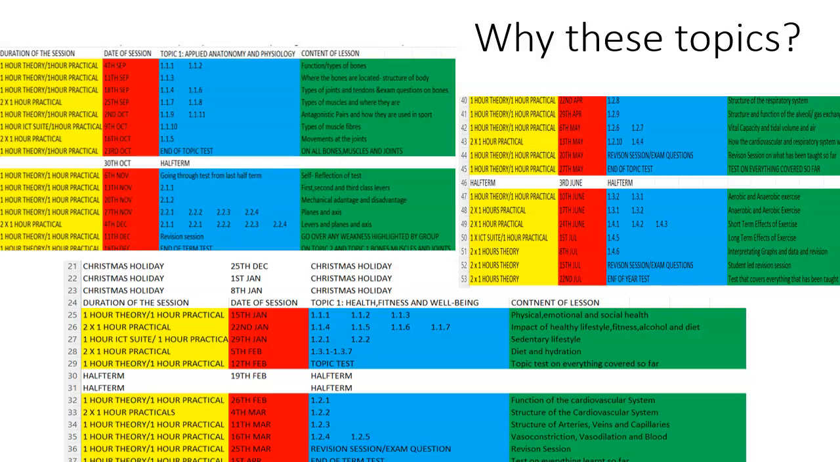Then, moving on, I have chosen to do Topic 2, Movement Analysis. This topic includes planes and axes and the lever system. Personally, when I was at school, this is something that I found difficult to understand, and so did the rest of my class. So I thought this would be a good topic to put next, as there'd be a lot of time for students to get their heads around the topic and keep practicing it throughout the year.